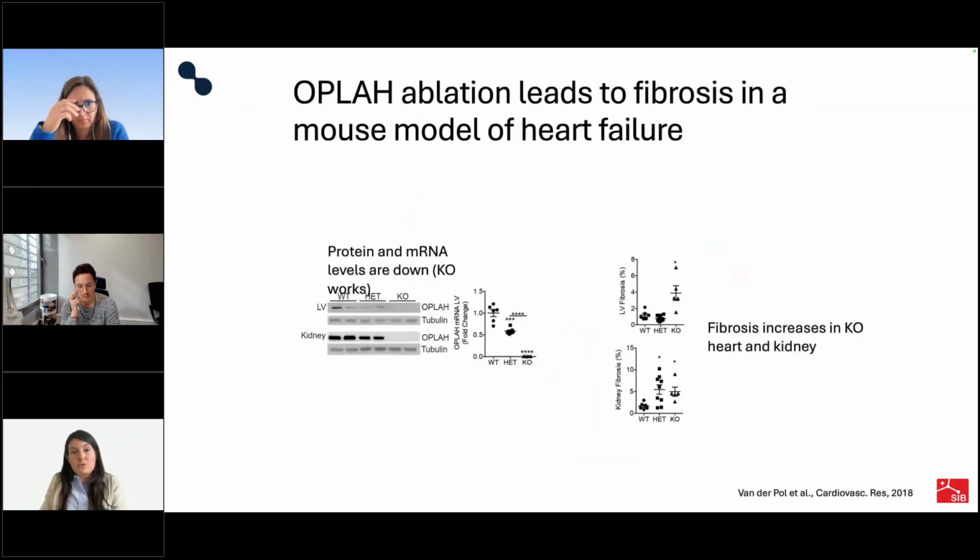Furthermore, in the literature, we also find evidence of what we observed, where a mouse model of OPLA knockout leads to fibrosis in the heart and in the kidney, but they don't have direct measurements of liver fibrosis.